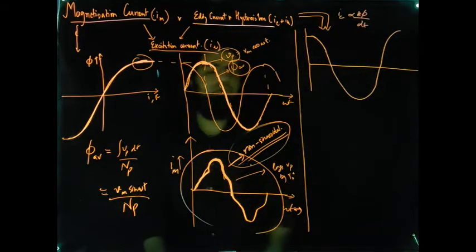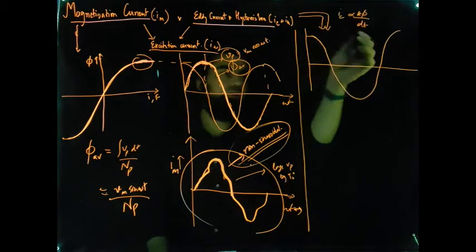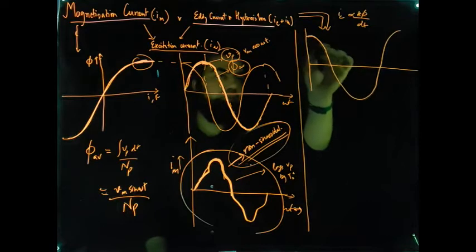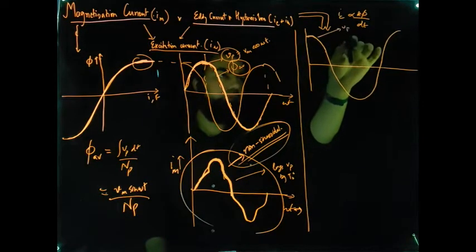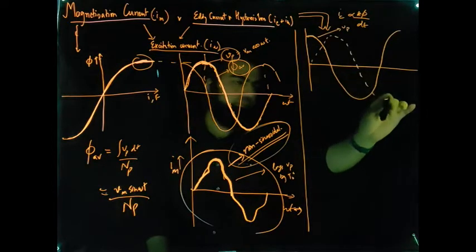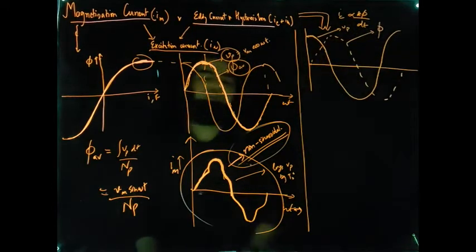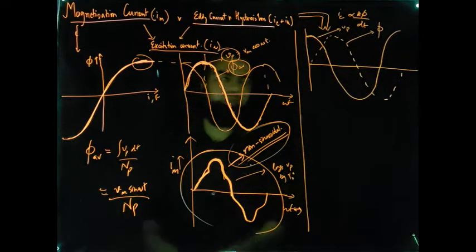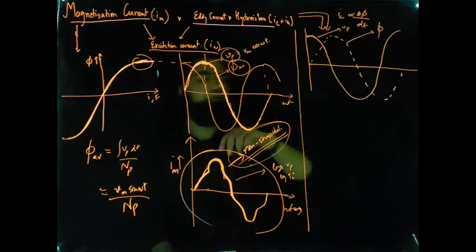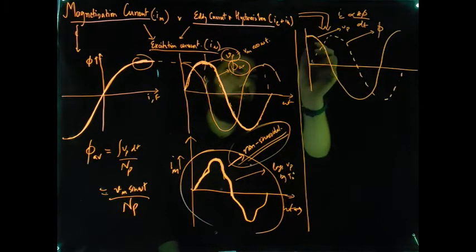So if phi average is now Vm by Np sine omega t, then differentiation of that will again be a cos function. So if this is Vp and this is phi, since the core loss current is proportional to d phi by dt, it will again be a cos function, and therefore the core loss current will be in phase with Vp.